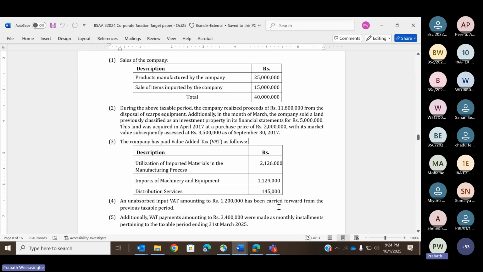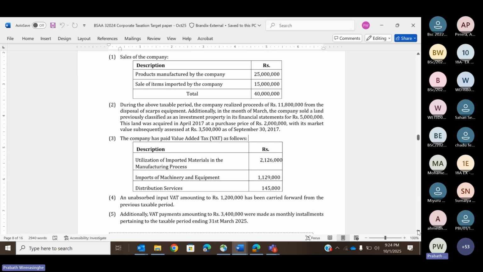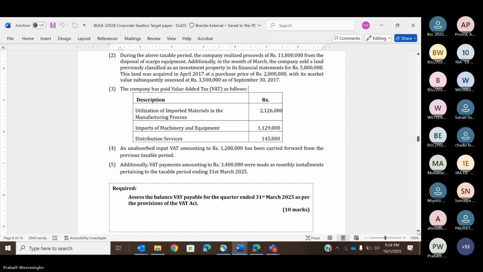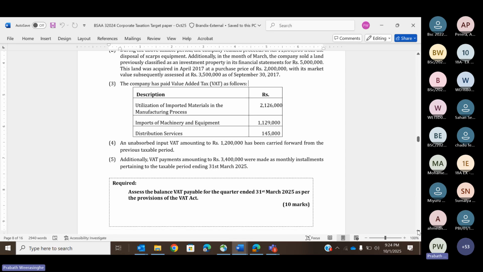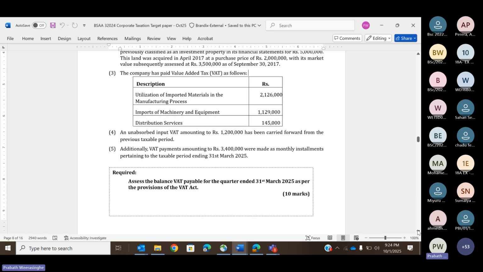The tax credit has been separately given. So payment of so much has been made as monthly installment payments. Right? Clear? Any questions?